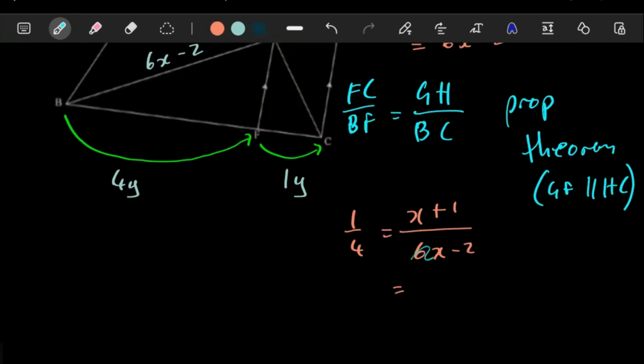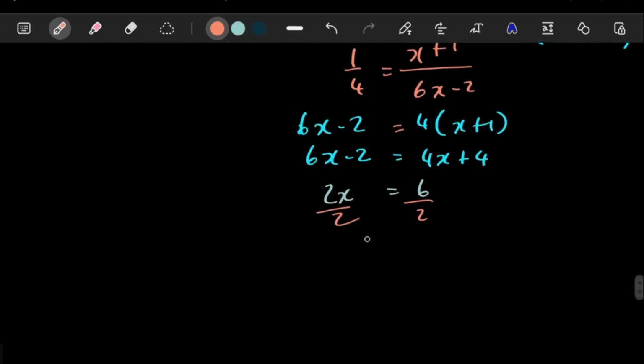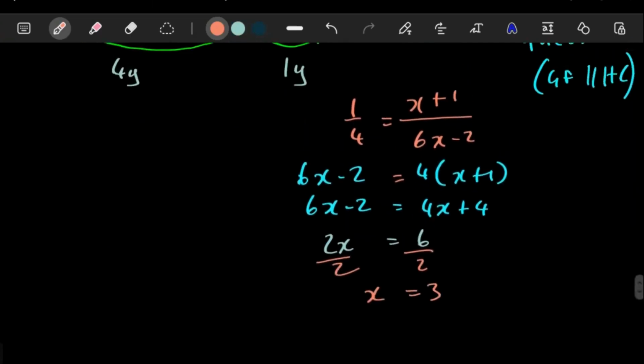Here you can cross multiply now. 4 times x plus 1 equals 1 times 6x minus 2. And then you have 4x here plus 4, equals 6x minus 2. And then 6x minus 4x is like 2x. Then the 4 plus 2 is a 6. Divide both sides by 2. X is equal to 3.